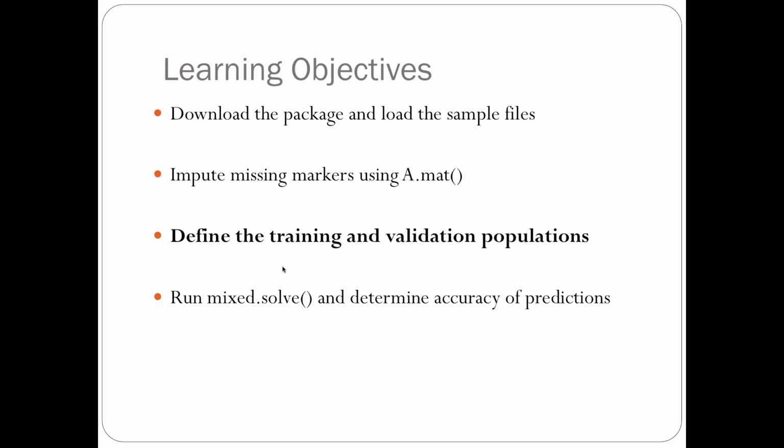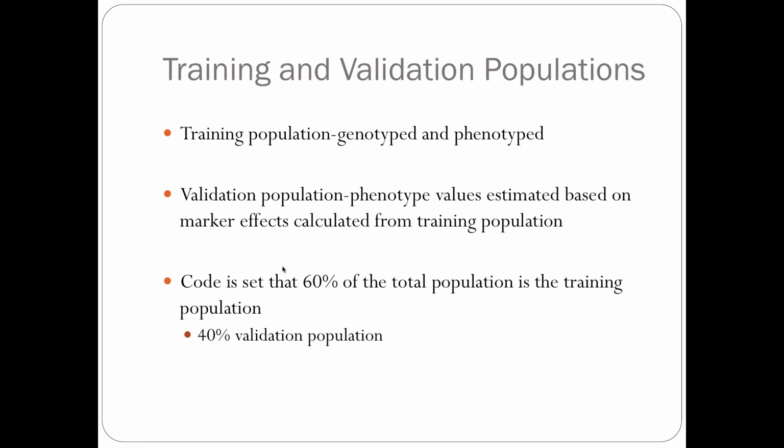Okay, so going on to our next learning objective, to define the training and validation populations. For genome-wide selection, we need to designate what the training population is and what the validation population is. The training population is genotyped and phenotyped, while the validation population is what we're trying to predict. And this is the phenotype values estimated based on the marker effects calculated from the training population. So the validation population is only genotyped, but then we're estimating those phenotypes.